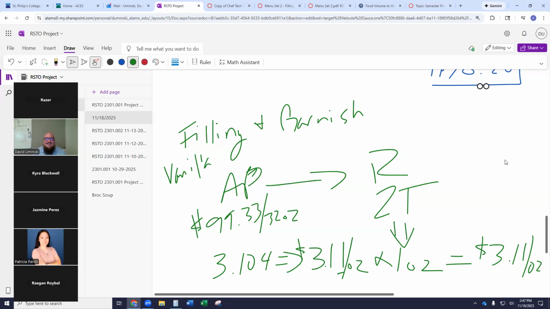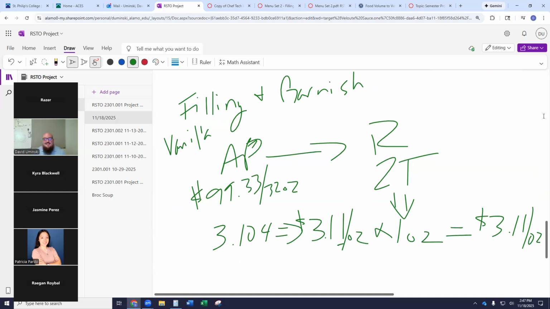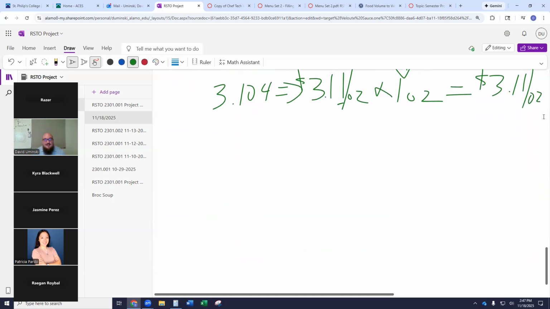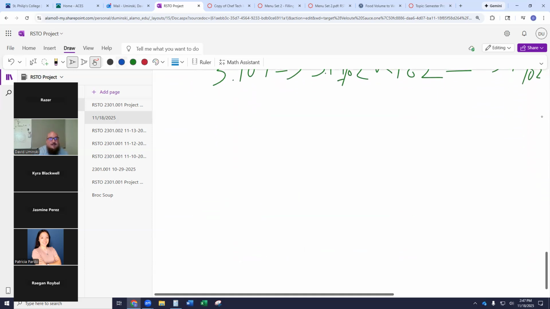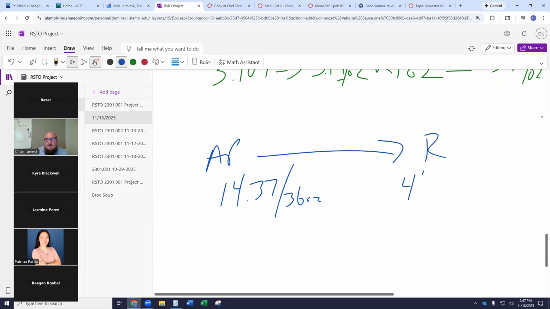Okay. All right. And then for the heavy cream as well, I know the purchase cost is 14.37 per 64 ounces, and the amount needed is 4.5 cups.